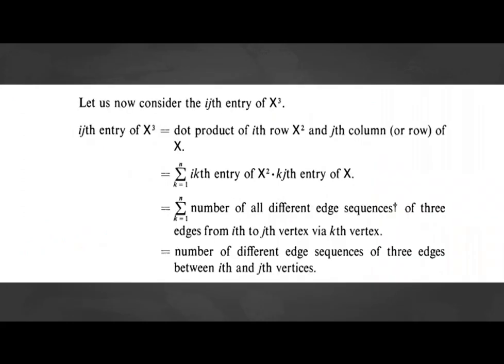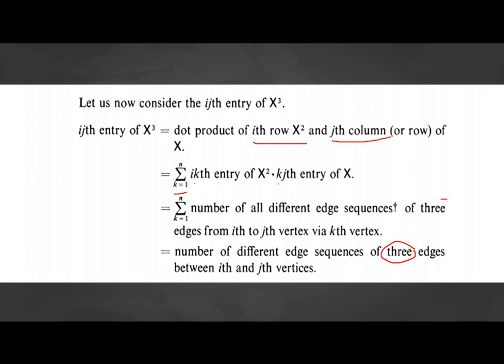So consider the ijth entry of X cube, and that is going to be equal to the dot product of the ith row of X square and the jth column of X. Okay, and it's also going to be equal to the summation over k from 1 to n of the ikth entry of X square into the kjth entry of X. This is also going to be equal to the summation over k from 1 to n of the number of different edge sequences of 3 edges from i to the jth vertex via the kth vertex, and the number of different edge sequences of 3 edges between the ith and the jth vertices.